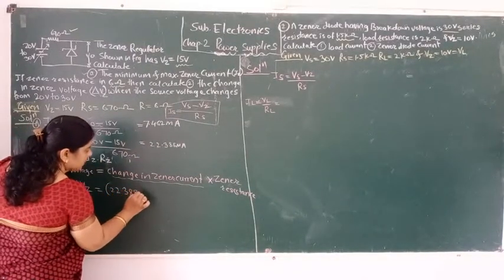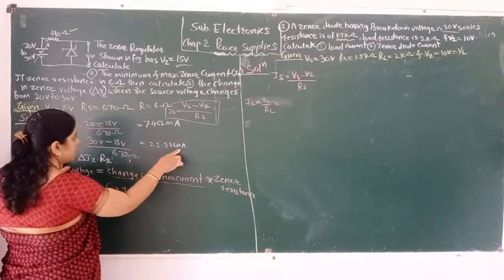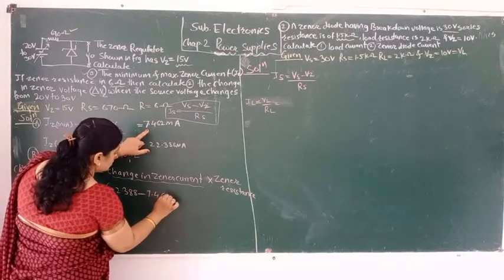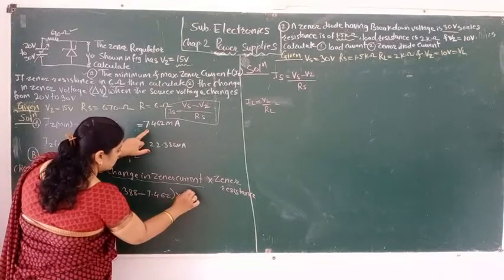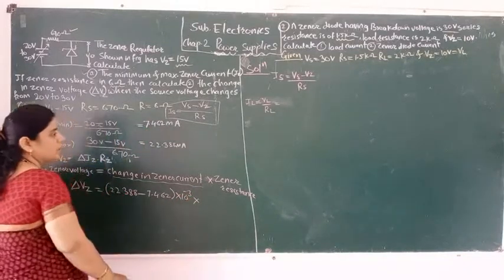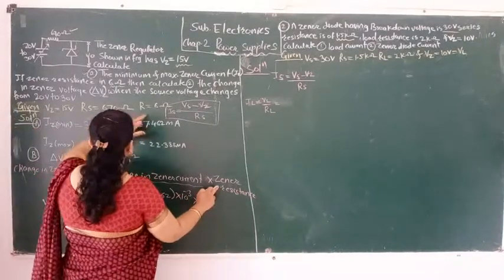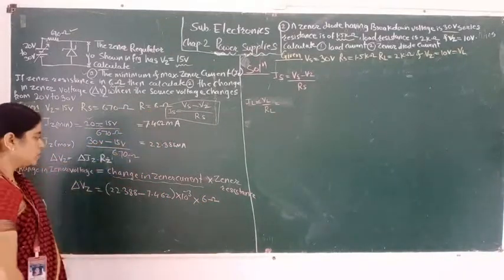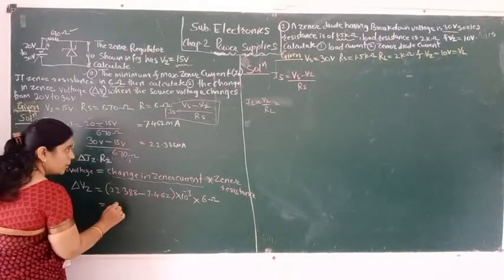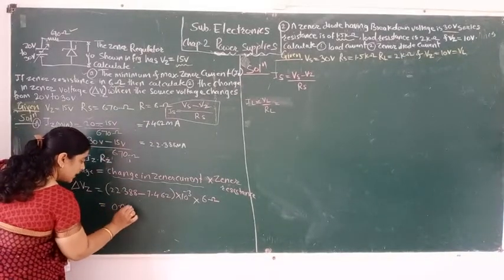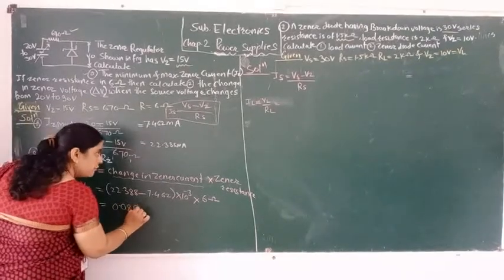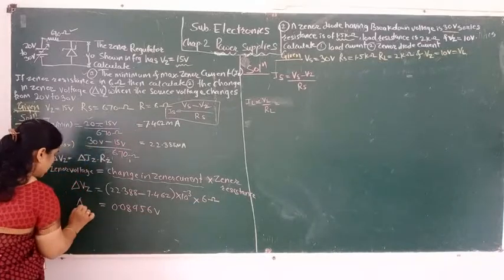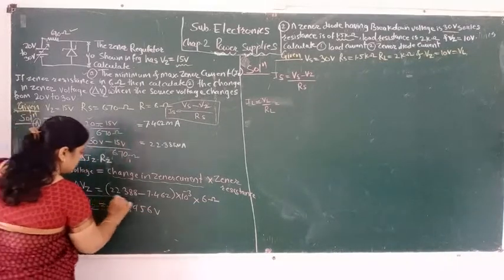22.38 milliampere, minus this one, 7.462, into 10 raised to minus 3, into the Zener resistance, which is given as 6 ohm. So how much is this? It is 0.08956 volt. Delta Vz is equal to this.